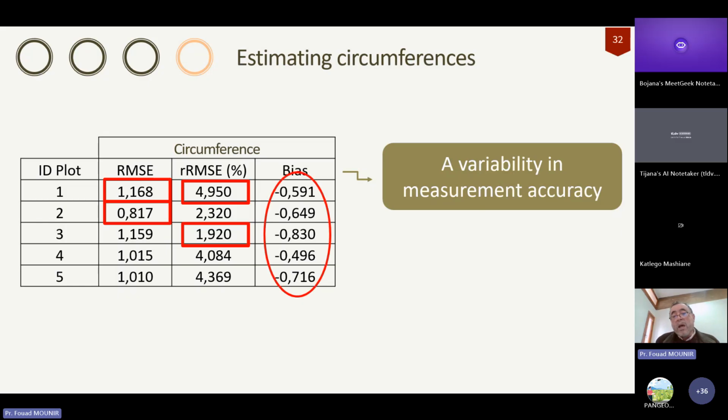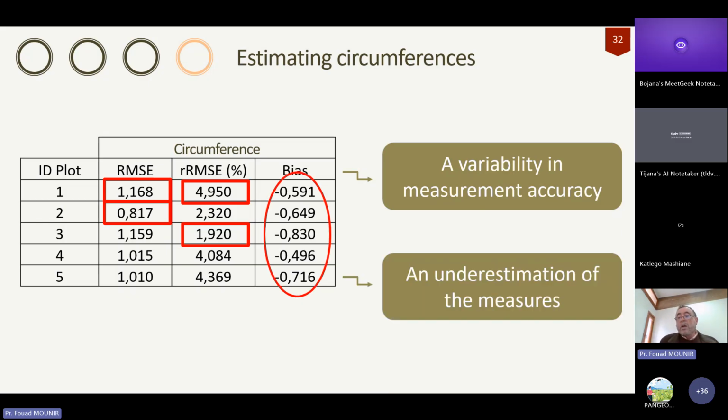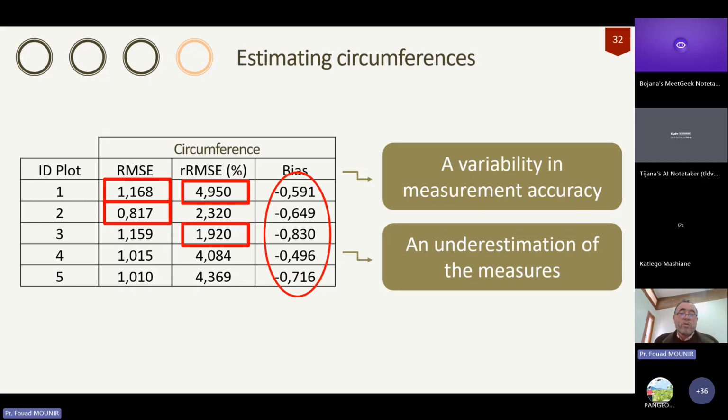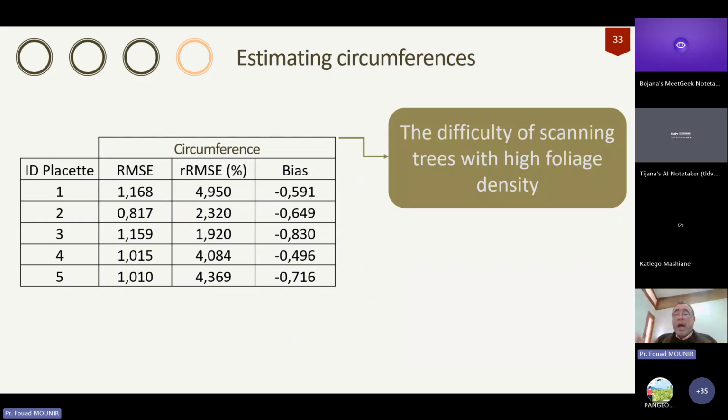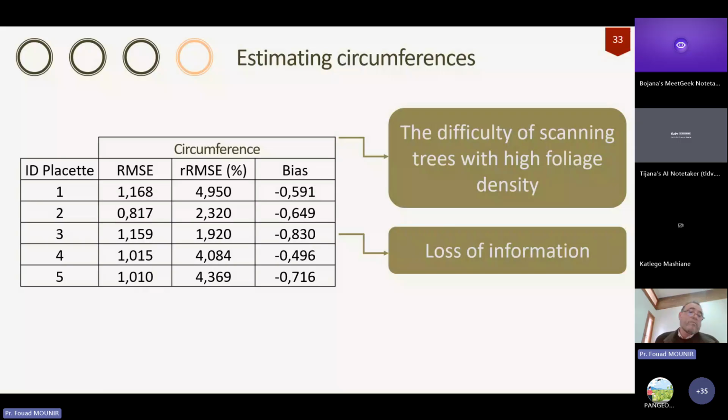which can be attributed to some difficulty to observe individual trees, mainly in dense stands. The difficulty of scanning trees with high foliage density is what gave us this slightly higher ERMS in our study. We can also say that the separation between foliage and wood can give us some loss of information if it's not done correctly.